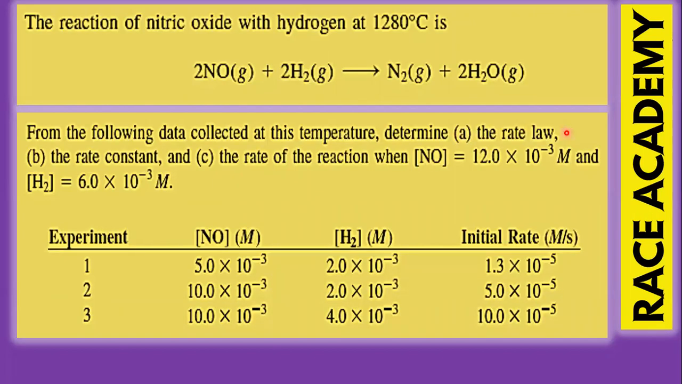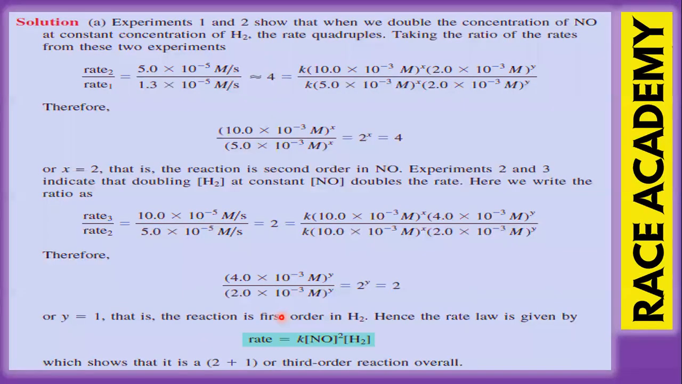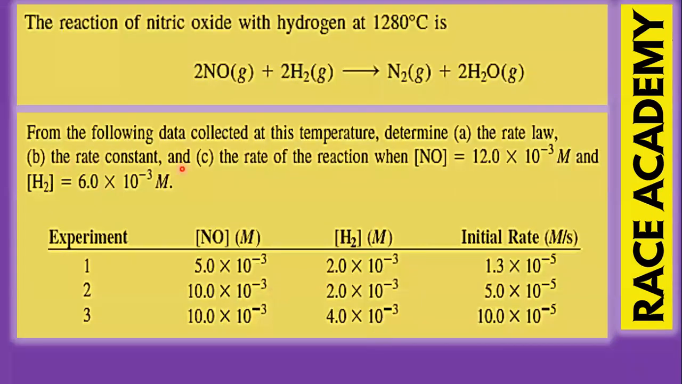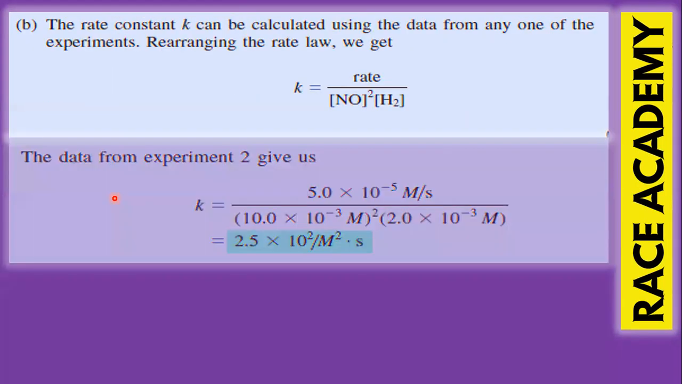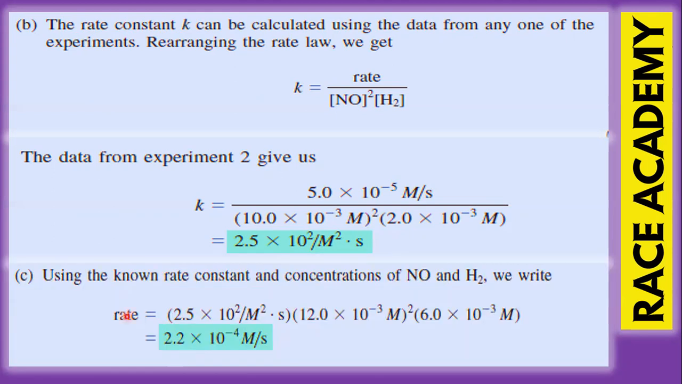The first calculation we did is the rate law. That is, we got rate is equal to K into NO power 2 into H2 concentration. The second question is the rate constant. We calculated the rate constant using this expression and substituted the values from the data information. The third calculation asked is the rate at a particular concentration of NO 12.0 into 10 to the power minus 3 and concentration of H2 16 into 10 to the power minus 3. That time the value we got is 2.2 into 10 to the power minus 4. So this is our next question. Let us see the next one.